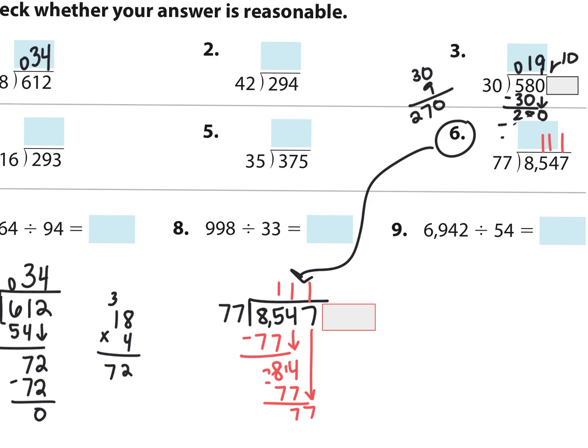Okay, down at the bottom, I am going to rewrite this. 6,942 divided by 54.